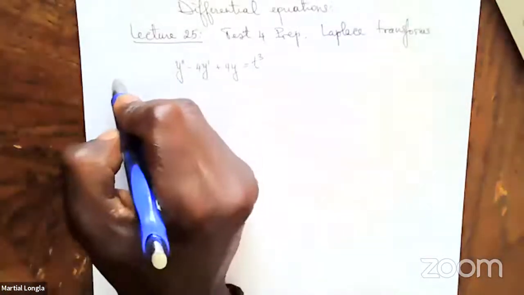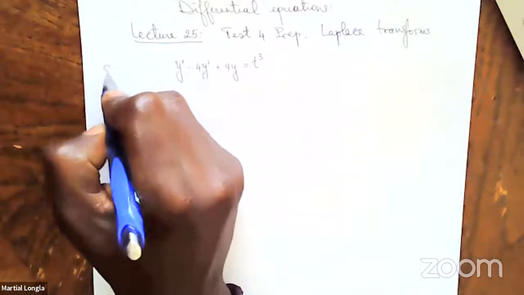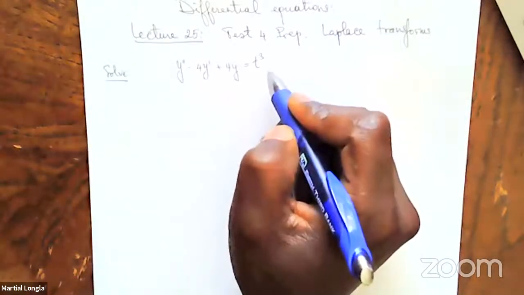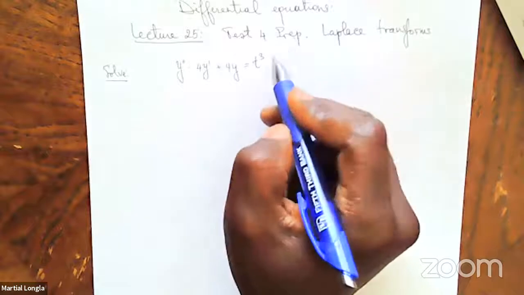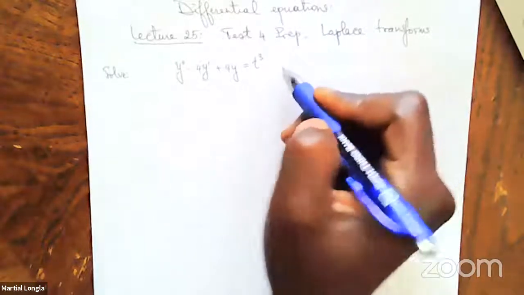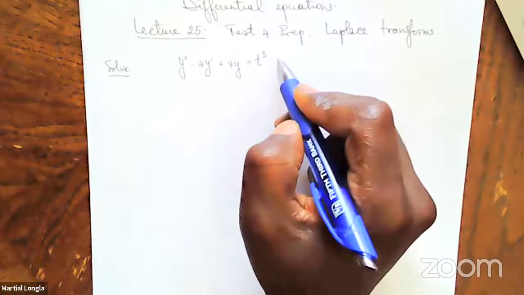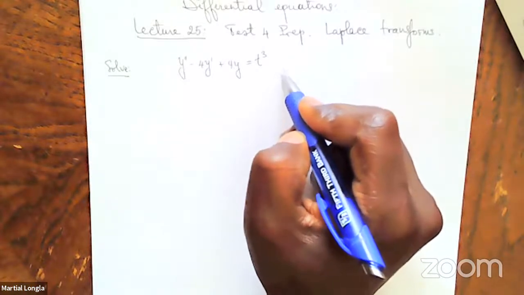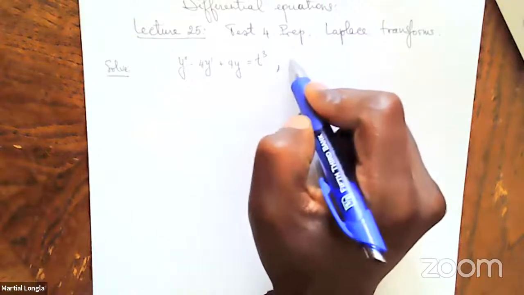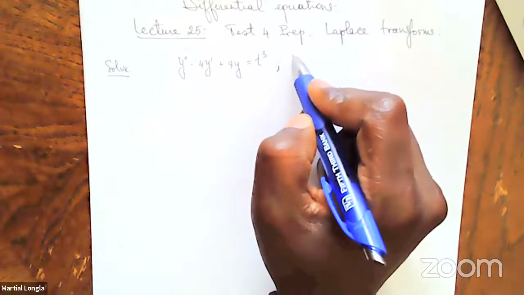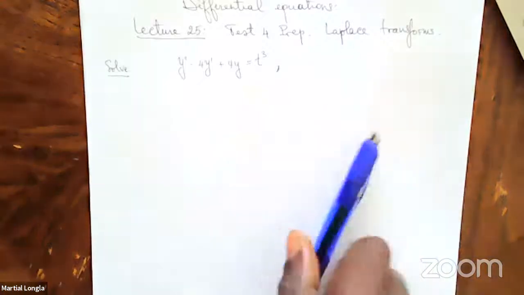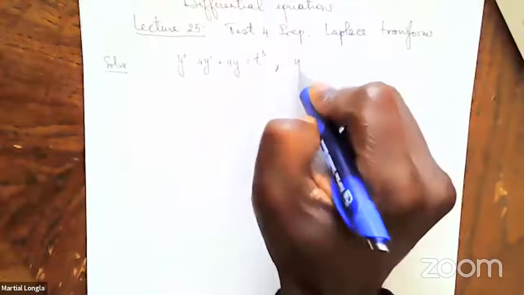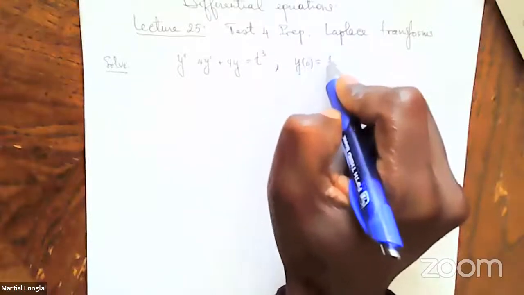That's not all. There's still something missing in the problem. Oh, did I forget the initial conditions? Hold on. y of 0 equals 1, and then y prime of 0 equals 0.